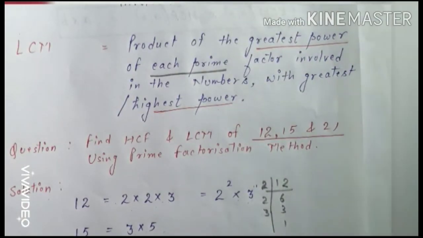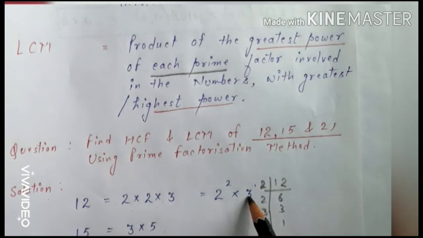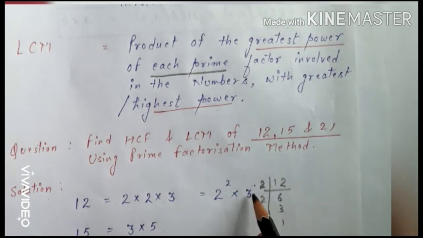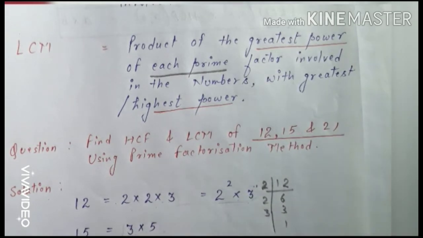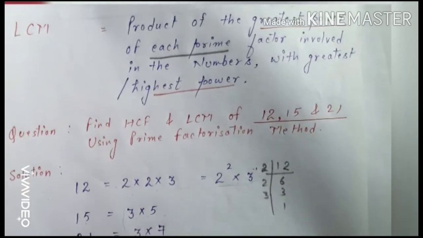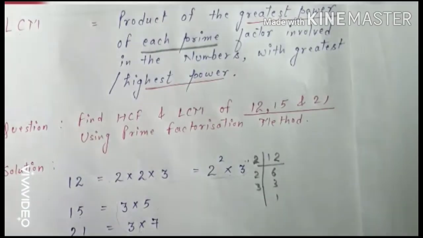So what number is common here? 3, with the smallest power. That means 3 power 1, 3 power 1, 3 power 1. So the smallest power number is 3. So we can say that the HCF of 12, 15 and 21 is 3.